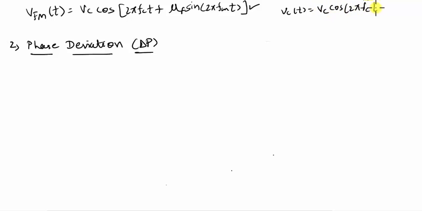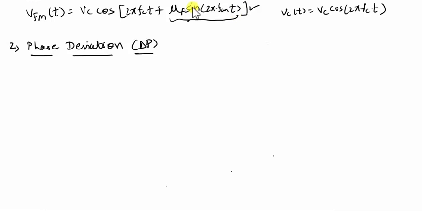So if you observe carefully, the original carrier signal had the total angle of only 2 pi fct, but now the modulated signal has this extra term in the form of phase angle. Whatever maximum value this extra phase part will take will become the phase deviation. So we define phase deviation delta P as nothing but the maximum value taken by mu f sine 2 pi fmt, because we still have the original angle of 2 pi fct present as it is.